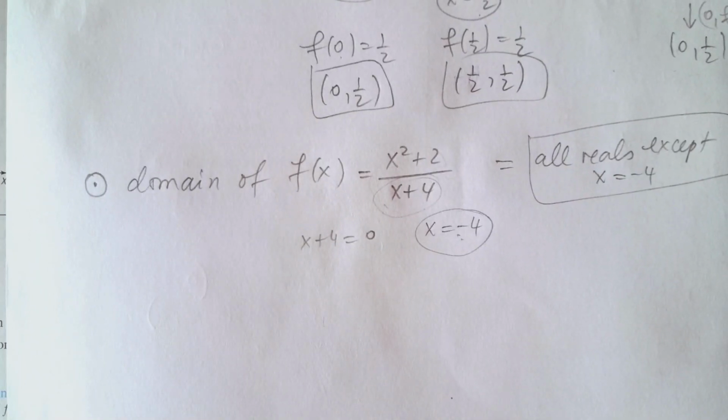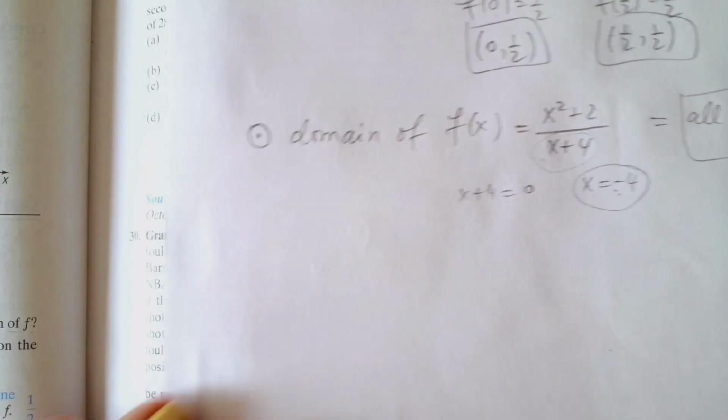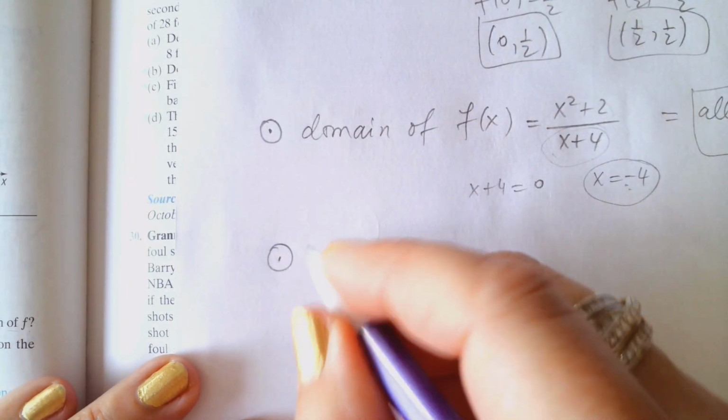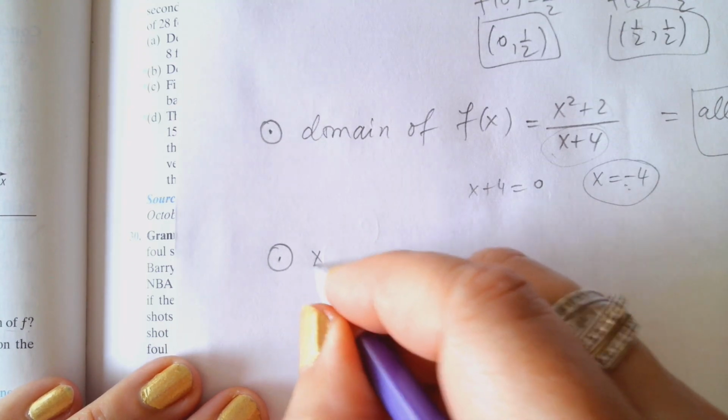List the x-intercepts, if any, on the graph of f. So again, we are supposed to find the x-intercepts.